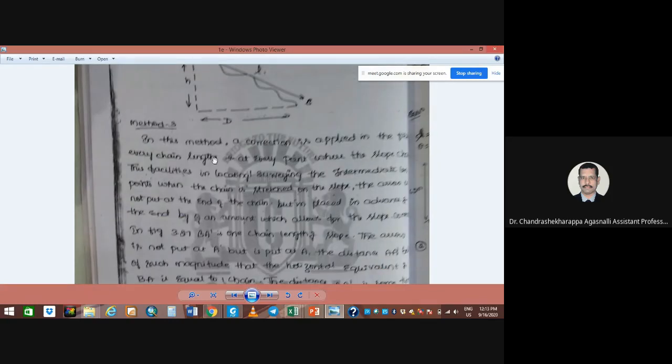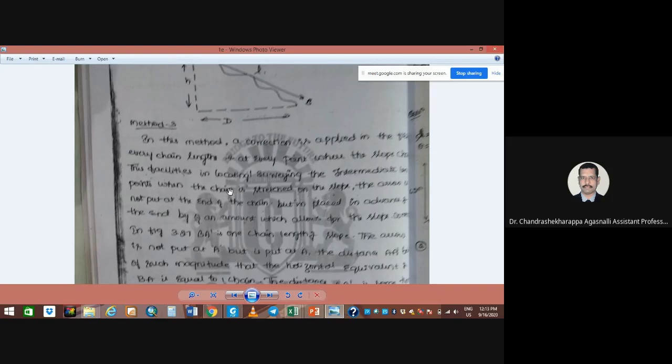In the third method, the correction is applied in the field, for every chain length, at every point where the slope is changing.